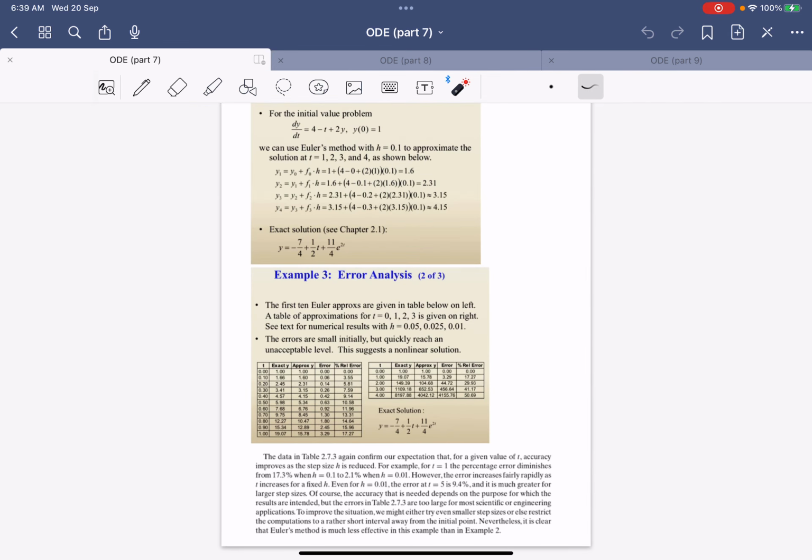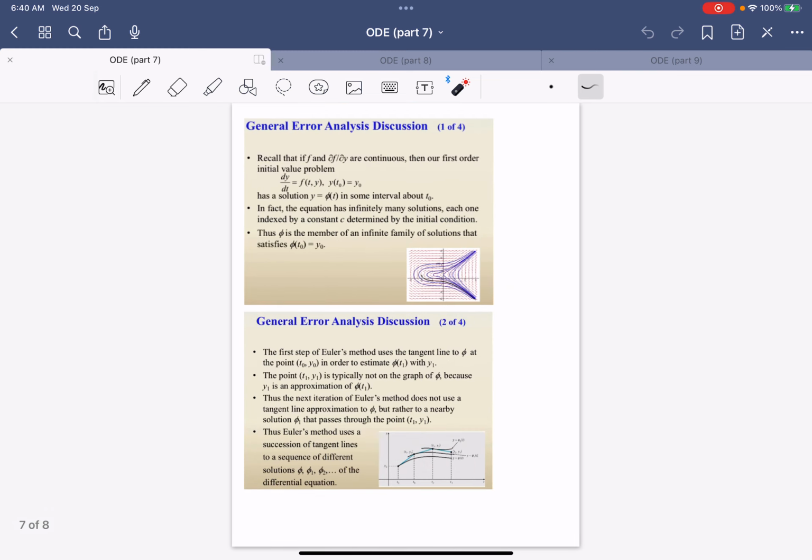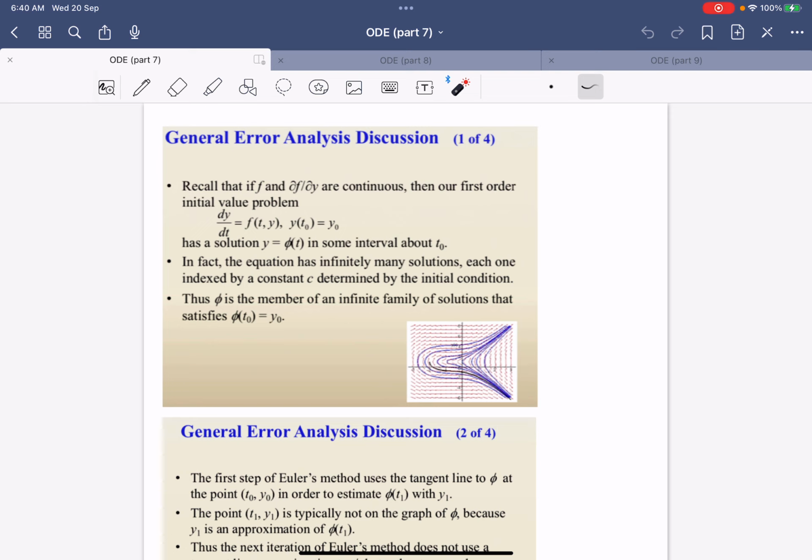So in this case, we are starting to see that Euler's method is not very effective in this aspect, and we can question why it's not that effective. The reason for that is here. We understand that when we solve an IVP exactly, we will get an infinite family of solutions.